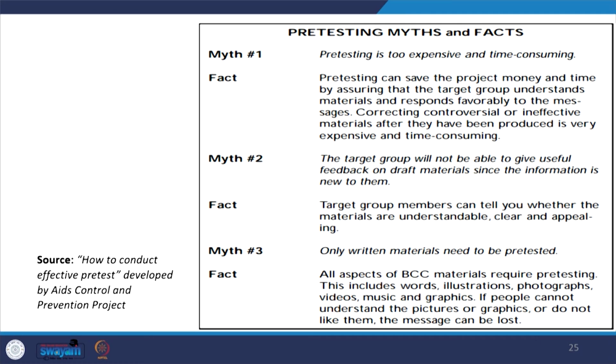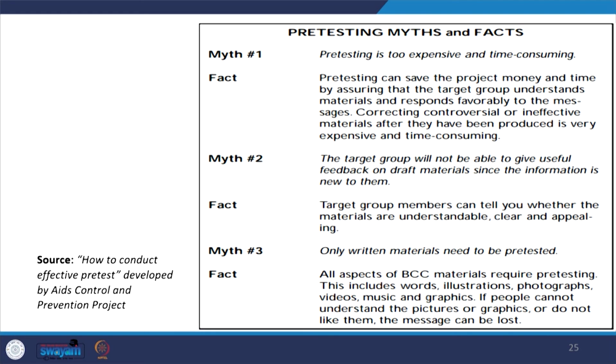Myth number two is that the target group will not be able to give useful feedback on draft materials since the information is new to them. The fact is that the target group members can tell you whether the materials are understandable, clear and appealing.